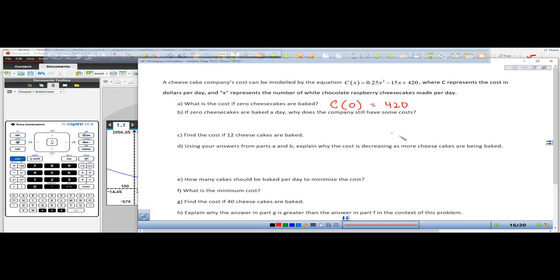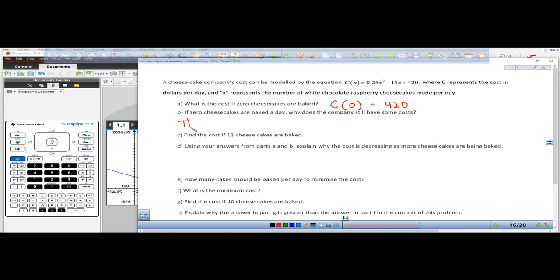So that's A. B says, if 0 cheesecakes are baked a day, why does the company still have some costs? So we kind of have to think a little bit, right? If they don't make any cheesecakes, how come they have some cost? Because the cost of the cheesecakes is not the only cost that the company has. So the company has other costs, right? So why does the company still have some costs?